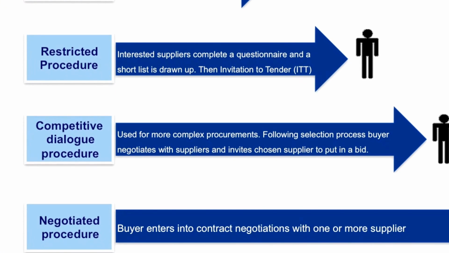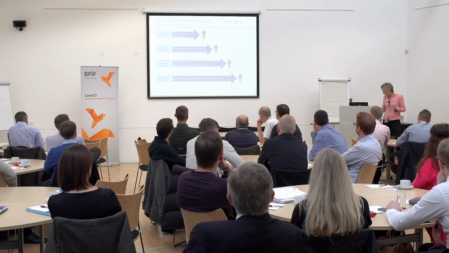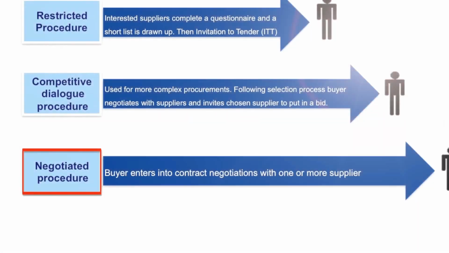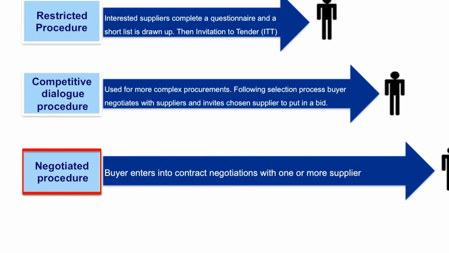Then there's the competitive dialogue process, and this is for the slightly more complex contract. So if it's an outsource or if it's a big, typically IT type contract, then it's the competitive dialogue. And again, this follows the selection process. And we'd get down to probably one supplier, and the likelihood then is we'd go through a full negotiation before contract award.